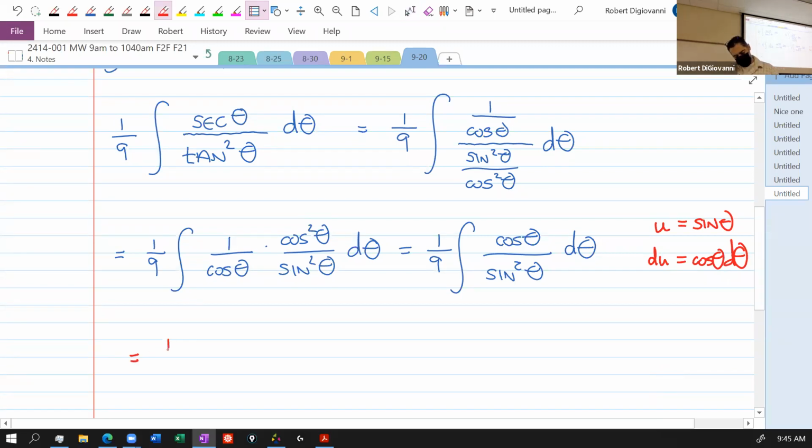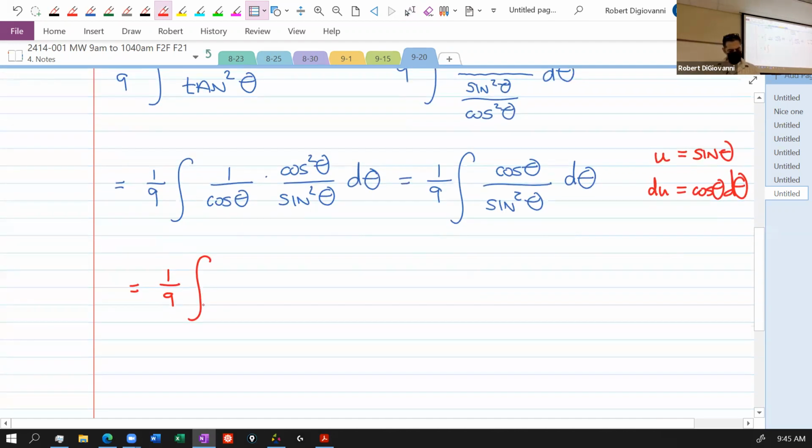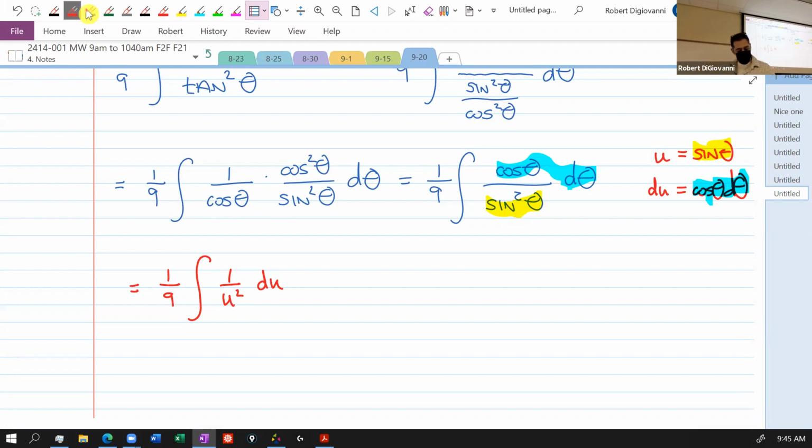So this integral now becomes 1/9 integral. What is left here? 1 over u squared du, right? 1 over u squared du, because cosine theta d theta is all that up there. And then the u here, the sine theta is the bottom without the squared. So it just becomes 1 over u squared du. That is not natural log. You have to bring that up as a u to the -2 and then use your power rule.